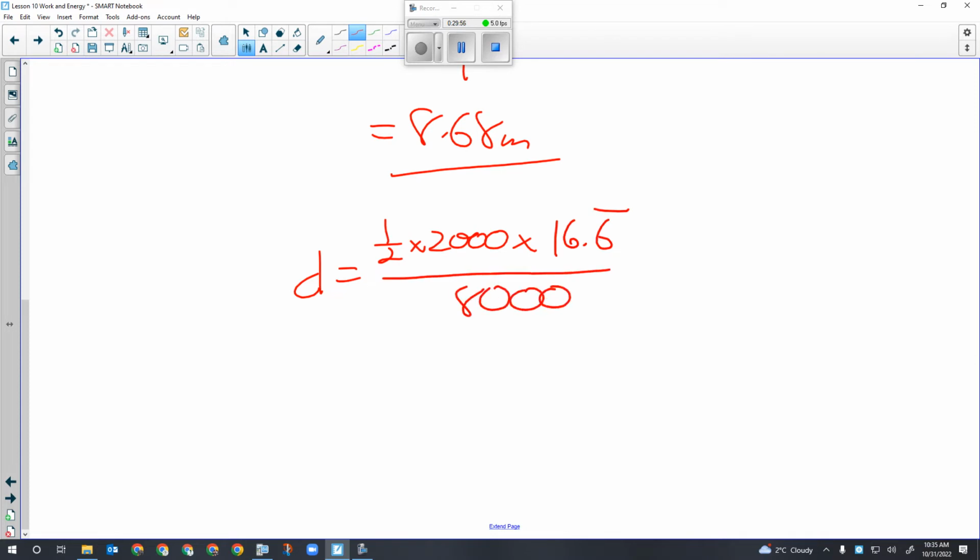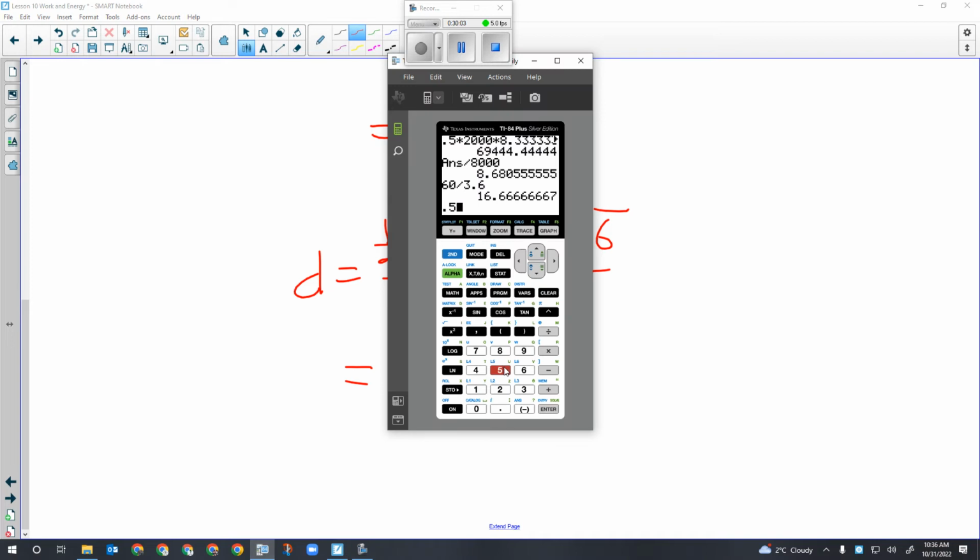And my brakes can still only exert 8,000 newtons worth of force. 8.5 times 2,000 times that number there squared divided by 8,000. So I go from 8.7 meters to 34.7 meters. Is that a lot? Yeah. And for your sake, it better not be my kid.